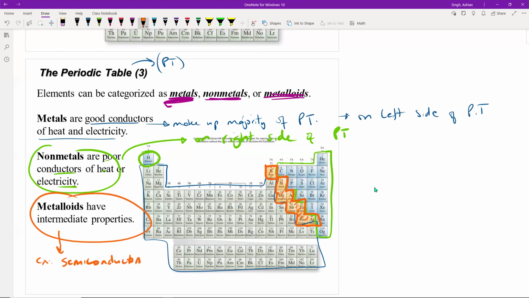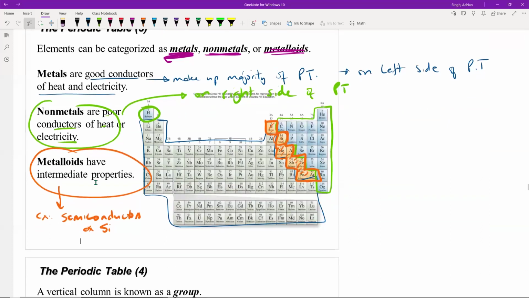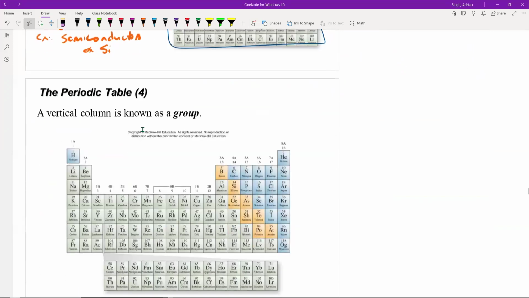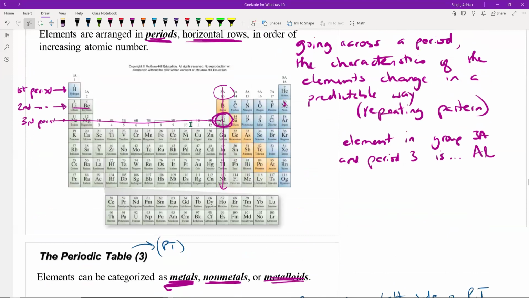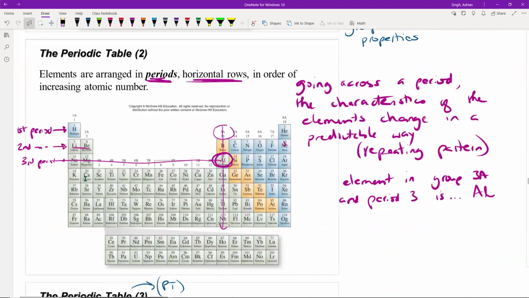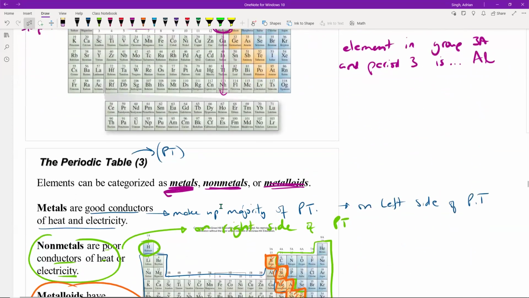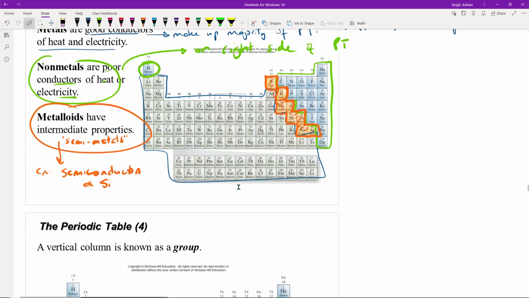Again, a good example of that would be silicon, Si, which is found in a whole host of electronic devices. Metalloid, sometimes you'll see the term semi-metals. You don't see it as often, but you might encounter it in your readings or if you look online. All right, so we have our groups, we have our periods, we have metals versus non-metals versus metalloids.